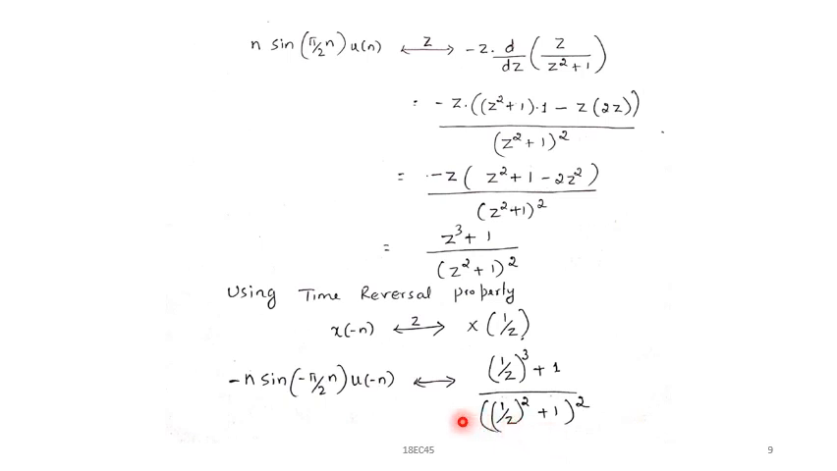So, here I used the differentiation in z-domain property and the time reversal property. You can observe if any negative term is there, that is, n is replaced by minus n, it means you can apply the time reversal property. And for the precedence, first we apply the differentiation property, then you can apply the time reversal property. If I follow that approach, it will be easy to compute the z transform of this particular signal. It is minus n sin(minus pi/2 n) u[minus n].